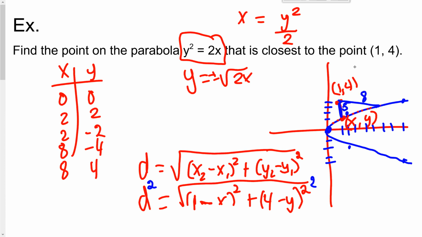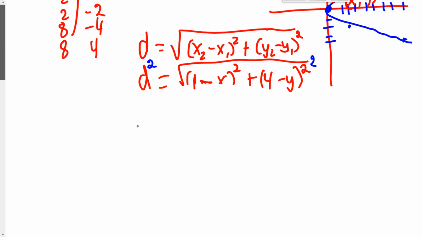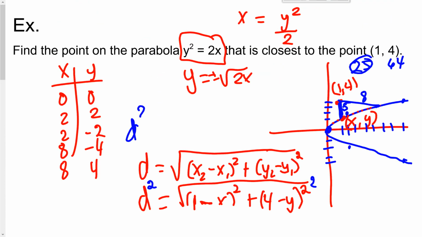Well, if I square both of those, 25 and 64, isn't this still the smallest one, right? So if I square both sides of the distance formula, the minimized, the smallest amount of distance is still going to be the same. Okay, so to get rid of that root, we're just going to square both of these.